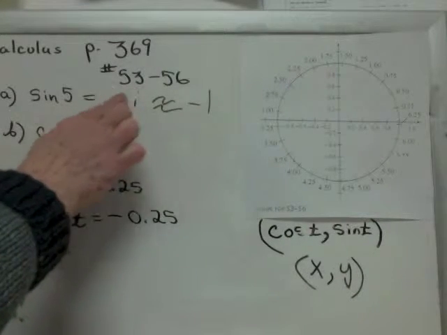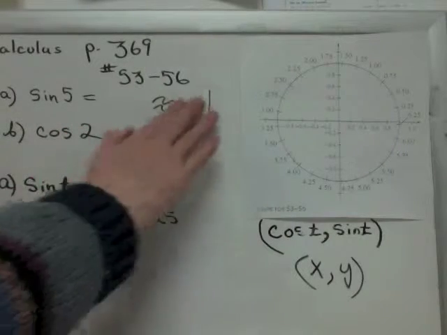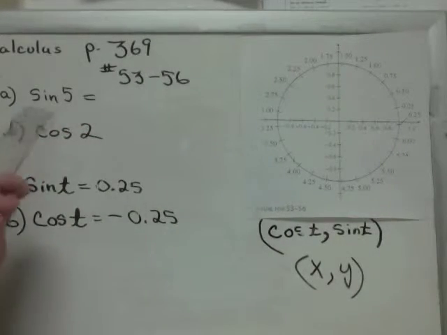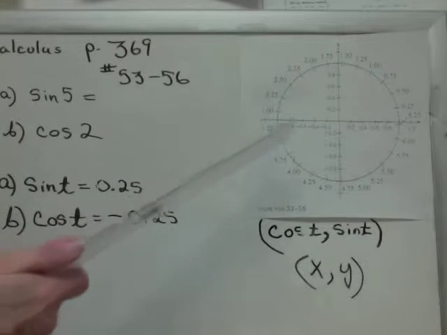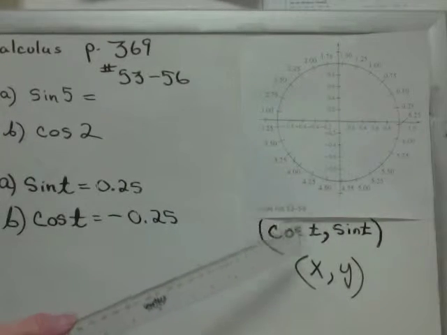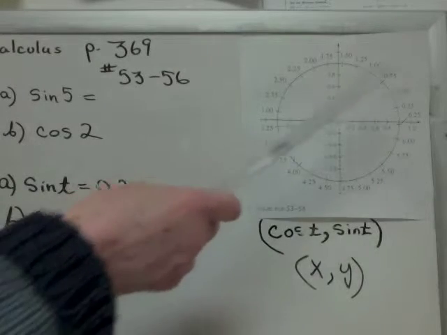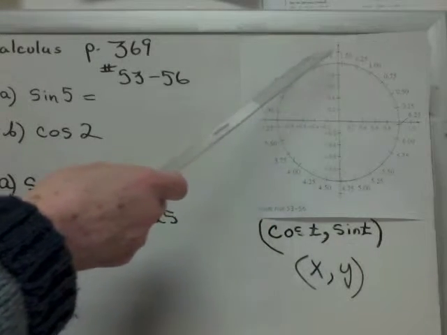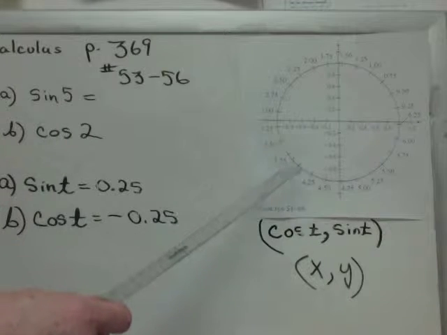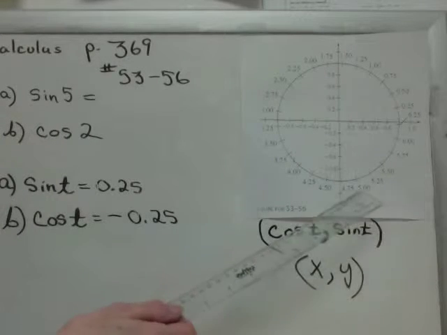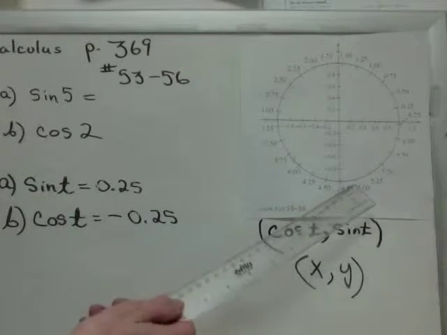So, in number 53, where it says to find the sine of 5, what we need to do first is look on the unit circle and find 5. Where is 5, or 5.00? And if you look around, the numbers go consecutively in order, getting bigger as you get all the way around the circle. And there is 5.